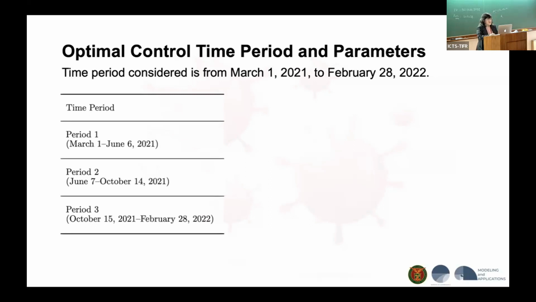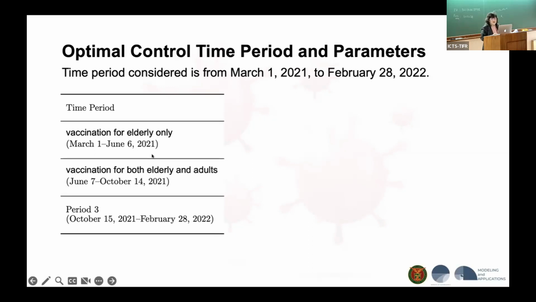So the duration from March 1, 2021 to February 28, 2022 is divided into 3 periods. This is 1 year divided into 3 periods. And of course, this is in accordance with the vaccination program of the government. So period 1 is from March 1 to June 6, 2021, and vaccination was administered for elderly only. And period 2 is from June 7 to October 14, 2021.